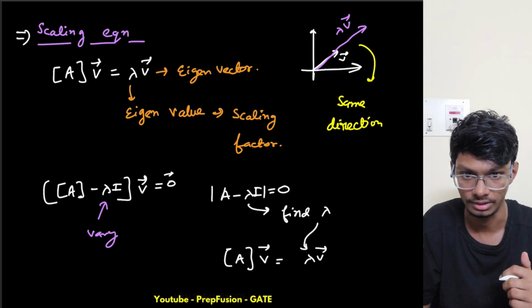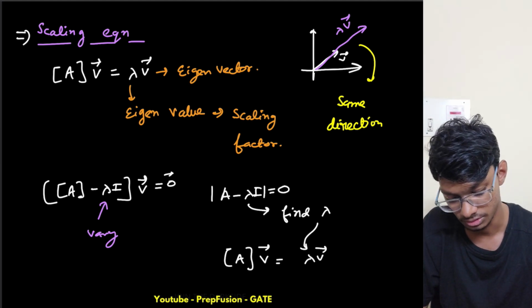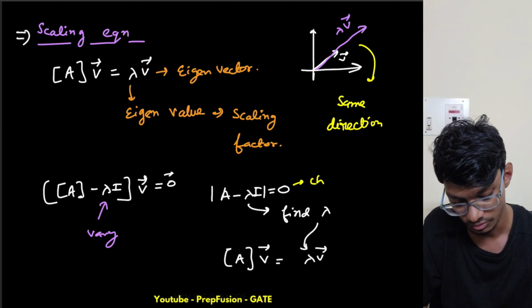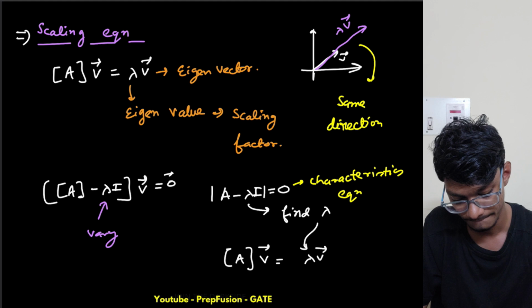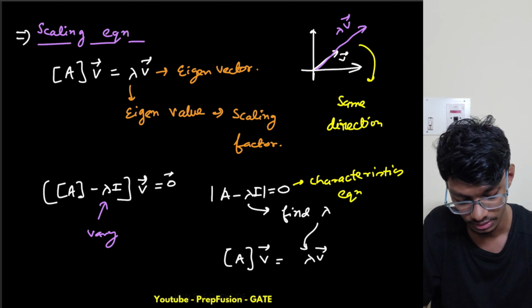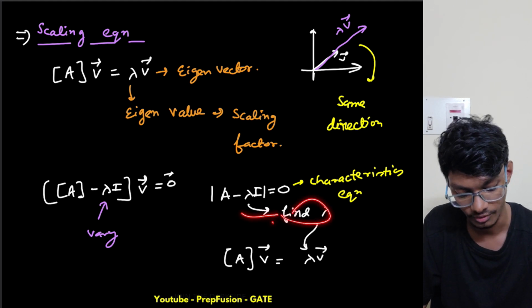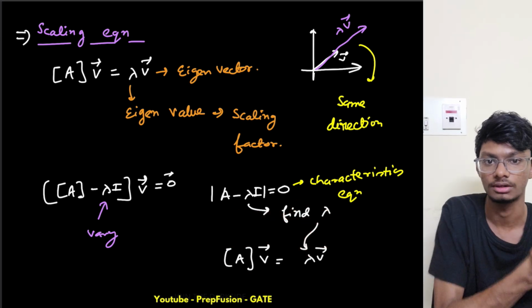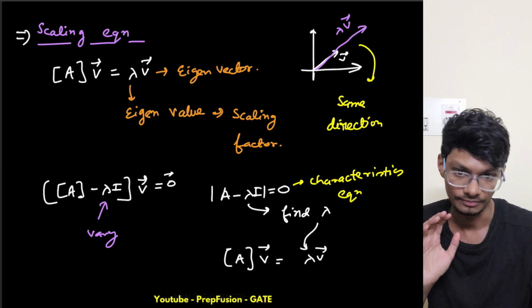First I find the value of lambda with the characteristic equation. So this is known as the, I will write in short, characteristic equation. And then after this, if I found lambda, I will put it here and I will find the relation between A v and lambda v. Okay, so this is what I will do.